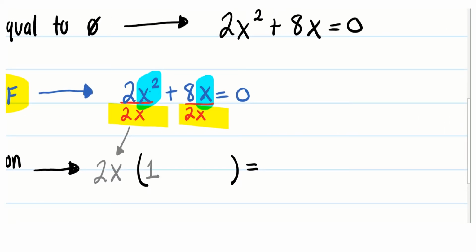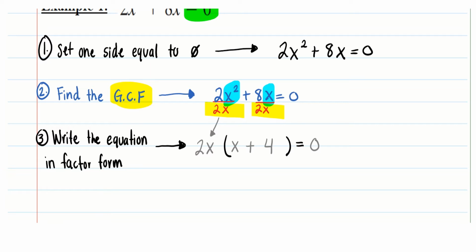And the inside of the parentheses is going to be whatever's left after I divide by the G.C.F. So if I have 2x to the second power and I divide it by 2, then I have 1x, or just x, which is essentially the same thing. If I take 8 divided by 2, I get 4. And I had an x, but I pulled out an x in my G.C.F. So it's just going to be x plus 4. And then again, equals 0, like the equation was given to us. So what I'm highlighting right now is your equation in factor form.